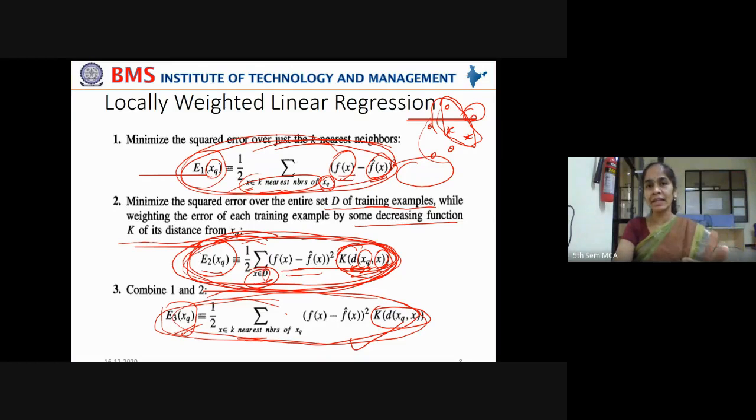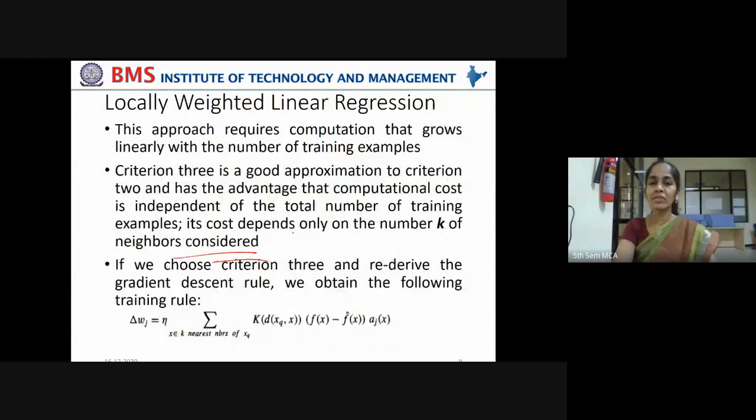Okay, you're selecting k nearest neighbors. It may be 3 nearest neighbors or 4 nearest neighbors or 5 nearest neighbors, but you're not taking all the 100 training examples, right? That is how the training cost is reduced. Okay, its cost depends only on the number k of the neighbors considered.